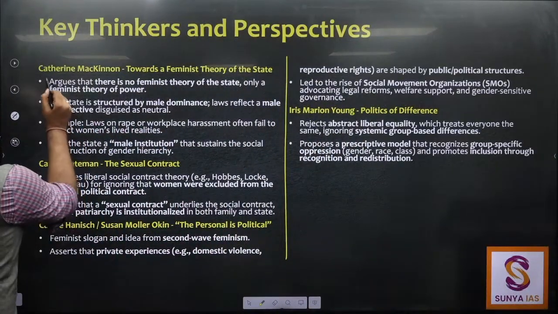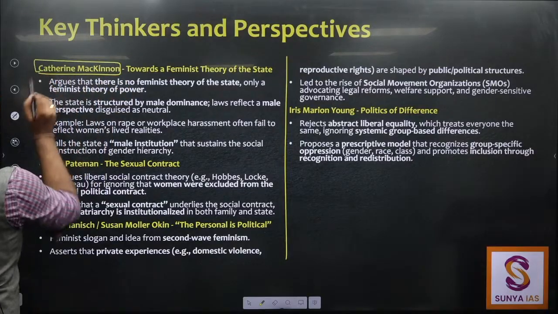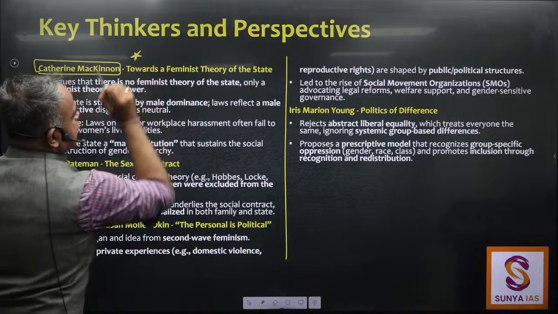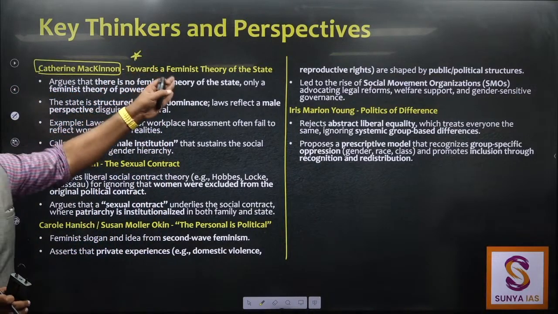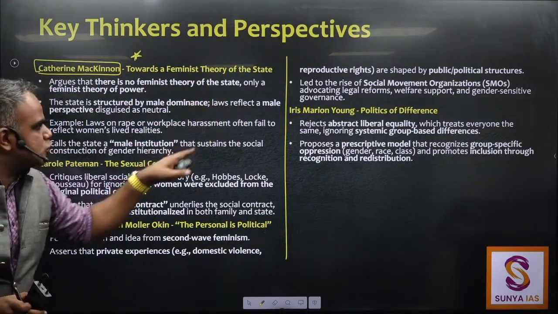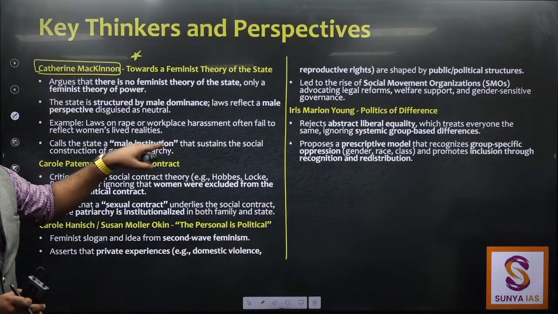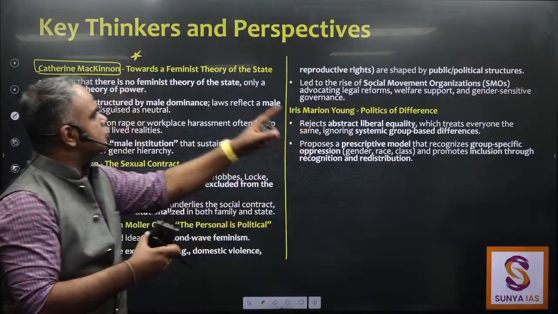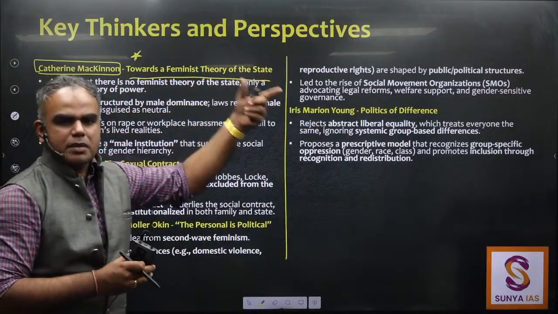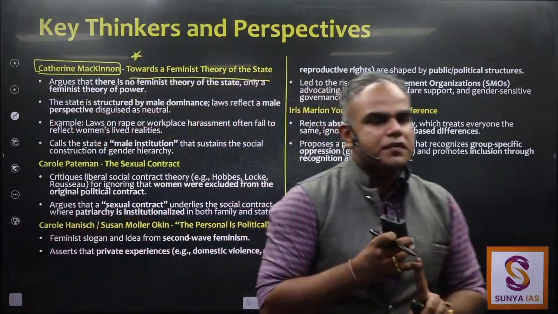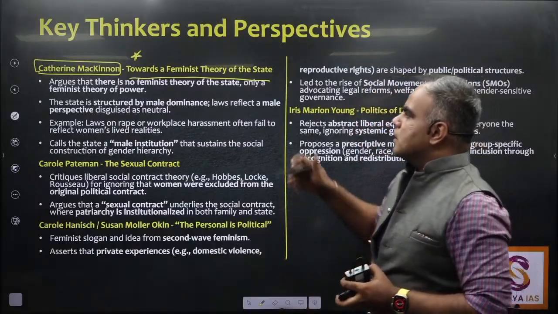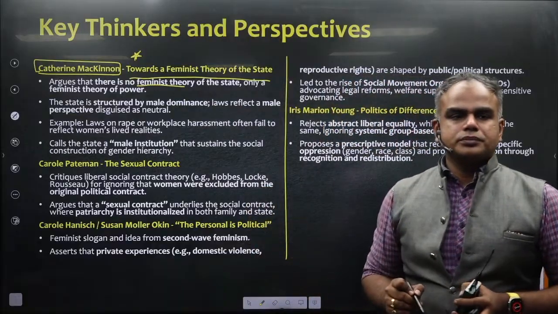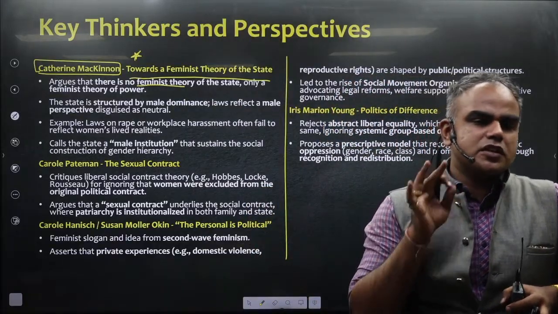Now look, Catherine MacKinnon, you'll see the name many times. In Towards a Feminist Theory of State, this is the most important one to quote here. Why? The book's name itself is Towards a Feminist Theory of State. So this has to be the most appropriate, right? I've also added others, and they give other views, but the most accurate view is this. The name itself is there because we are talking about the feminist theory of state. Okay? So she basically says there is no feminist theory of state. There is only a feminist theory of power.